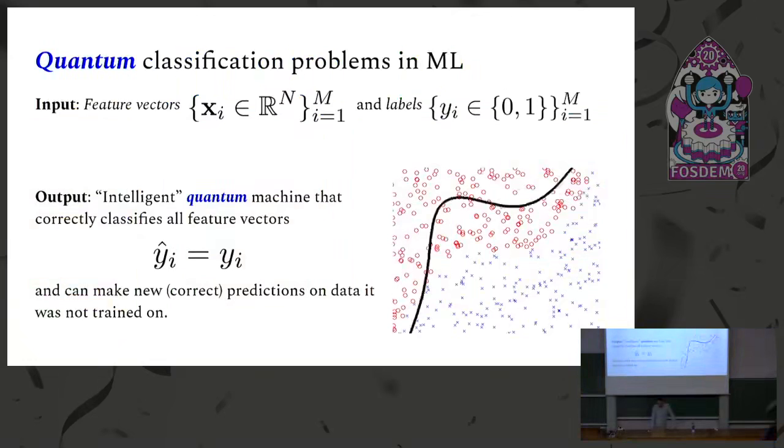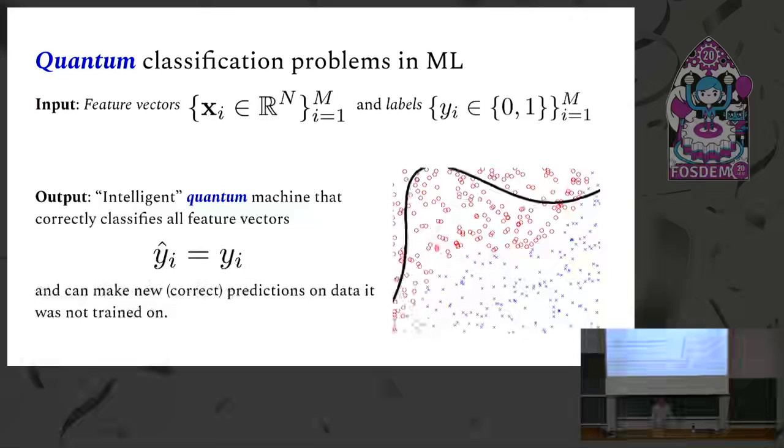So now I'd like to go through briefly one of the examples that we have. And the problem that we're going to be considering is a classification problem, but in the sort of quantum world. So if you're not familiar, we input a bunch of feature vectors, and each one of them has a label. And then we want to output some sort of, so to speak, intelligent quantum machine, which can correctly classify all these features, hopefully, and make predictions on new data that it hasn't seen yet. So quantum is in blue here because it's the same problem in the classical world. We're just using quantum resources to do it.